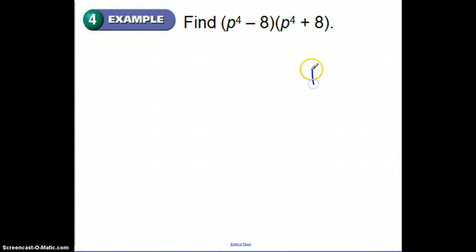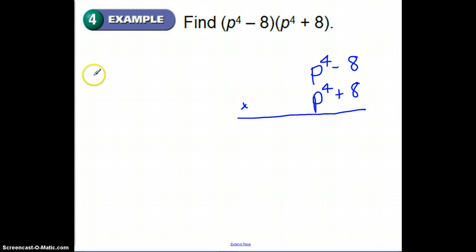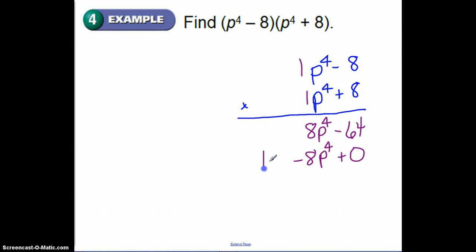So if I set this up just like before, I have p to the fourth minus 8 and p to the fourth plus 8. Set up my multiplication. Now I'm going to add my ones here in front, but I have no other ones to add anywhere else because my variables already have an exponent. So positive 8 times negative 8 is negative 64. Positive 8 times 1p to the fourth is 8p to the fourth. I'm going to add a 0. 1p to the fourth times negative 8 is negative 8p to the fourth. 1p to the fourth times 1p to the fourth is 1p to the 8th.